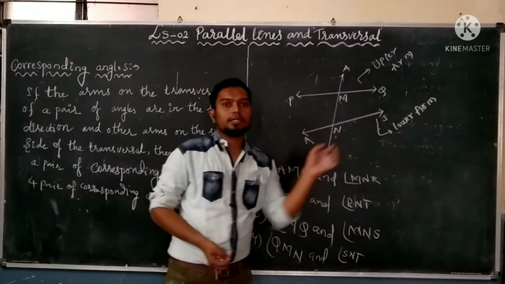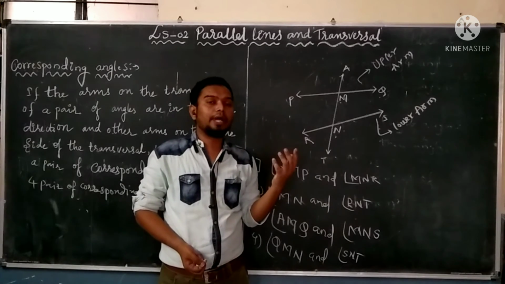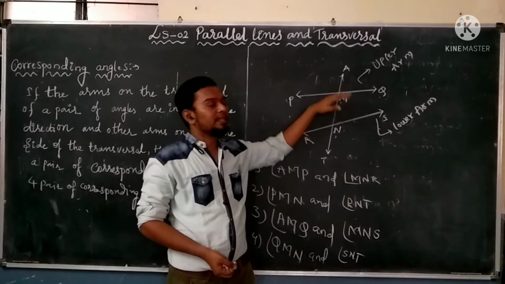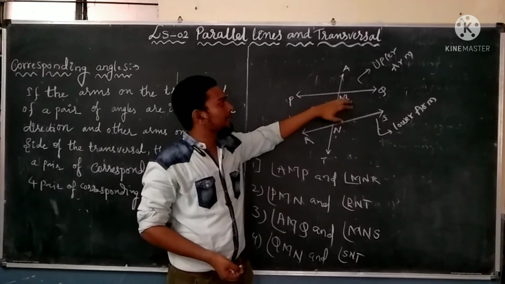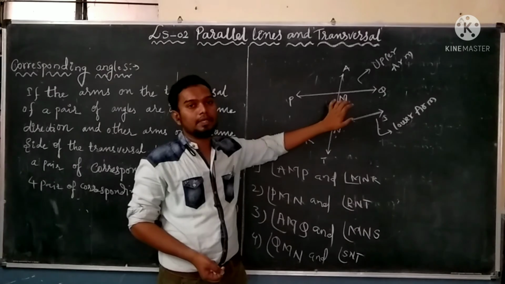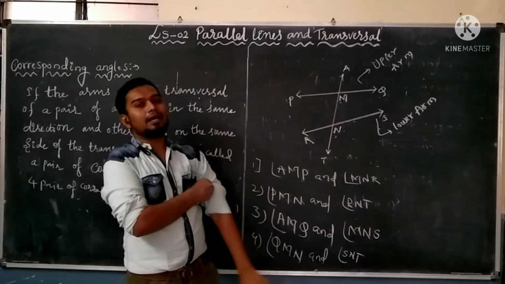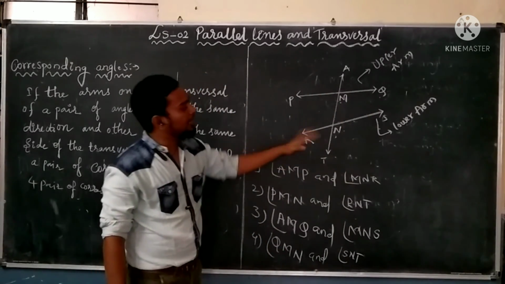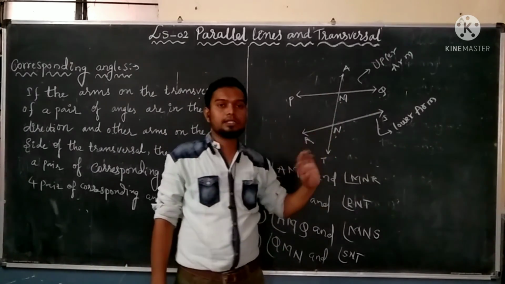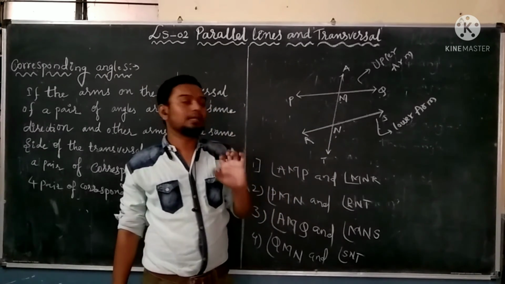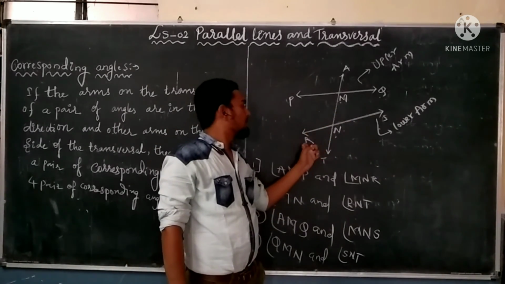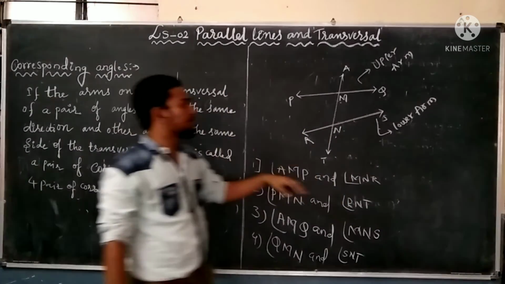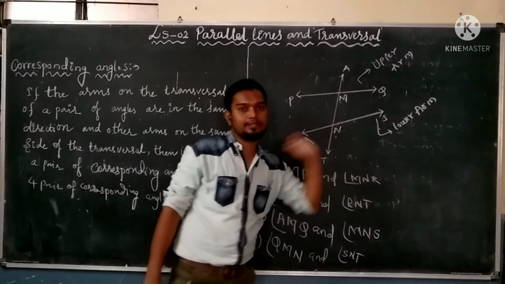M is the point. That means M is formed by four angles. This M is the midpoint of PQ. This upper arm midpoint is M. Therefore, the upper arm angles are A, P, M, Q, and the lower arm, that means point N, is formed by four angles. In lower arms, R, N, T, S are angles.